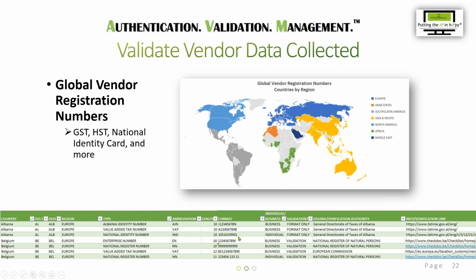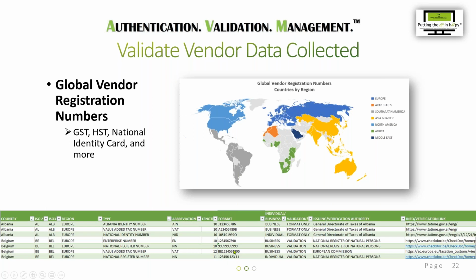And here's just an example of two here, Albania and Belgium. And you'll see that it includes, based on the ISO standardization for the country, the region. It includes the type of registration number. It will have the format.